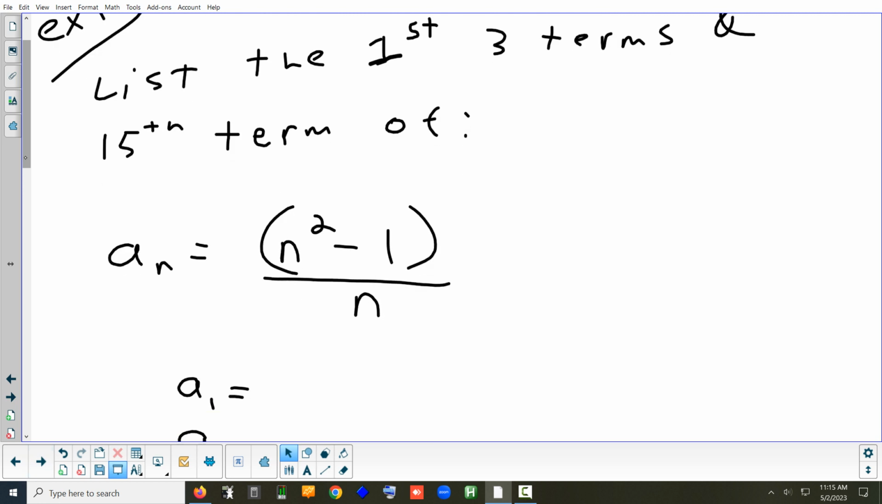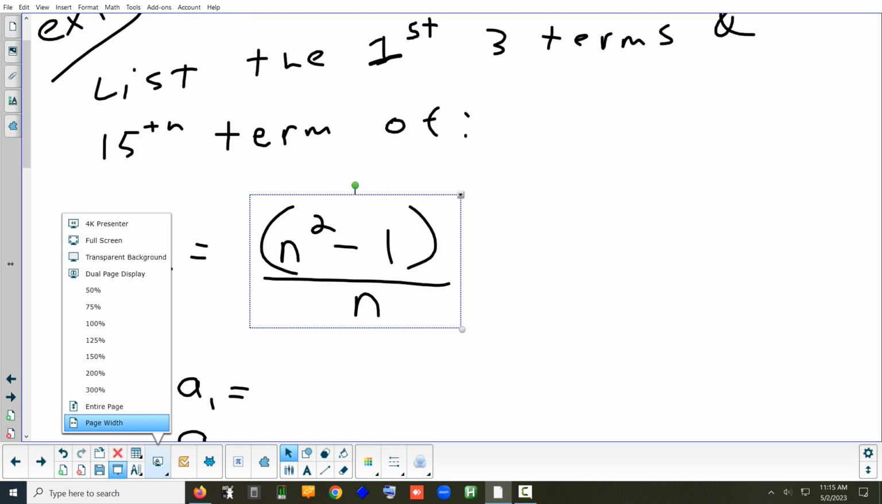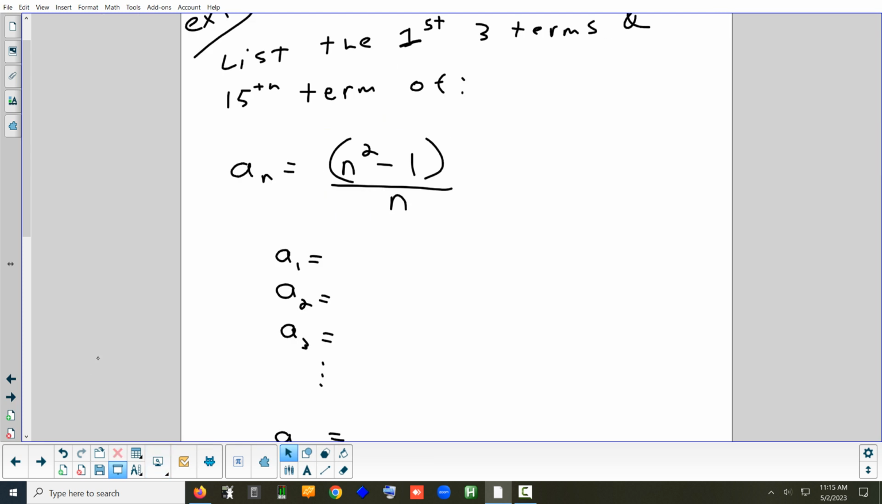All right, so here's some examples where they give us a formula and they just want us to find the first 3 terms and the 15th term. That's an explicit formula. So you can jump to finding whatever term you want by filling in whatever number you want for it. So that's a good formula. All right, let's start with the first term. What would I plug in for n to get the first term?